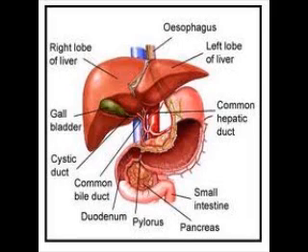portal hypertension, ascites, bleeding esophageal varices, coagulation defects, jaundice, portal systemic encephalopathy or PSE with hepatic coma, hepatorenal syndrome, and spontaneous bacterial peritonitis.